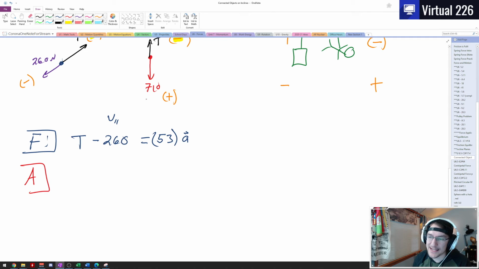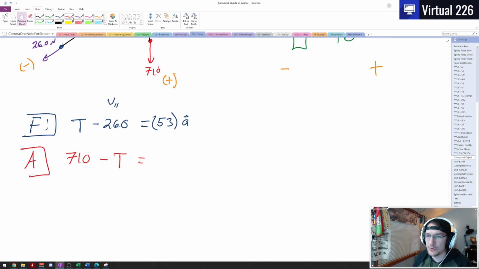For Andre, a similar thing can be done. The 710 is acting down, which we've called positive. So that's 710, and then minus the tension, and that will equal his mass, which was 72, multiplied by the acceleration. And remember, these accelerations are the same, and these tensions are the same. That's very nice because while there are two unknowns, we have two equations, and we can solve this out.